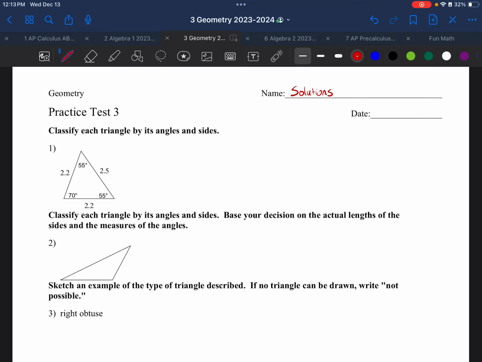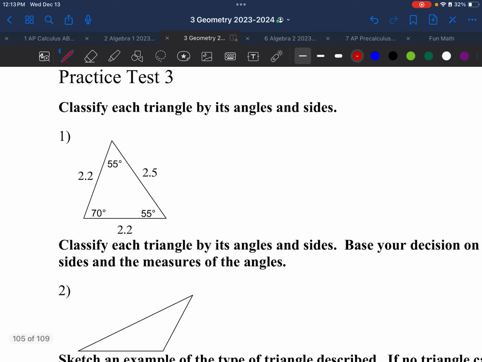This is Geometry Practice Test 3. In number 1, we are asked to classify the triangle by its angles and its sides. There are 3 possible names for angles. You will either have all of the angles small, in which case that would be called acute. If one of the angles is 90 degrees, that would be called right. And if one of the angles is bigger than 90 degrees, that would be obtuse.